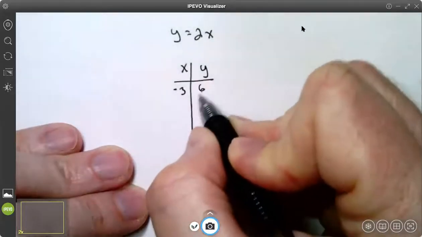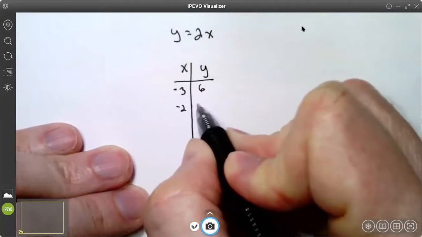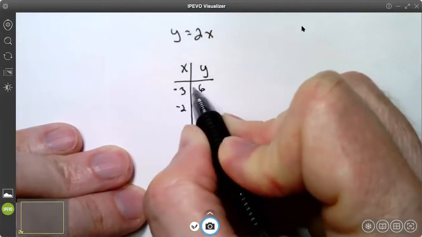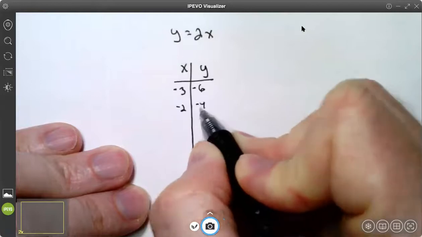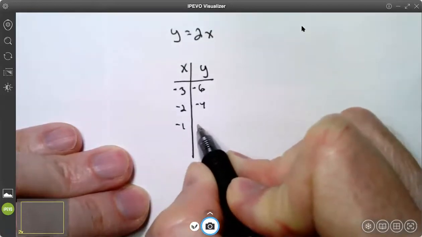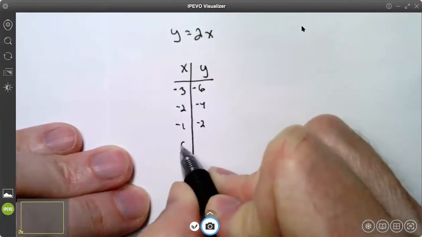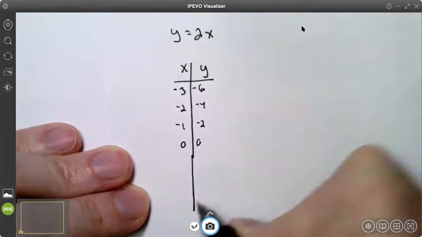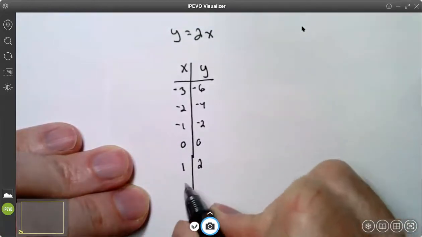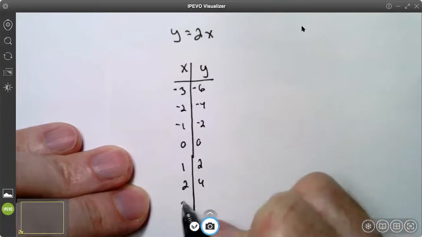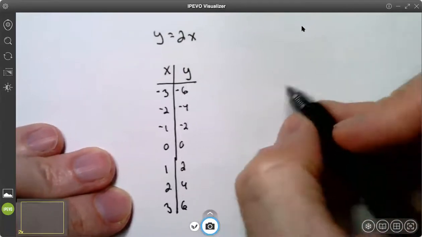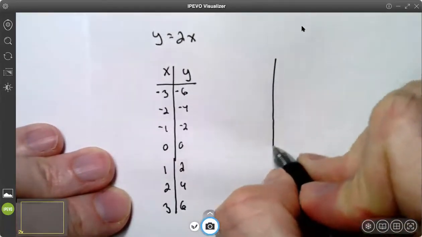Here I would get -6. -2, I'd get -4. -1, I would get -2. 0, I would get 0. If I plug 1 in, I get 2. 2 in, I get 4. 3 in, I get 6. I wanted to do several so you could see both intercepts.